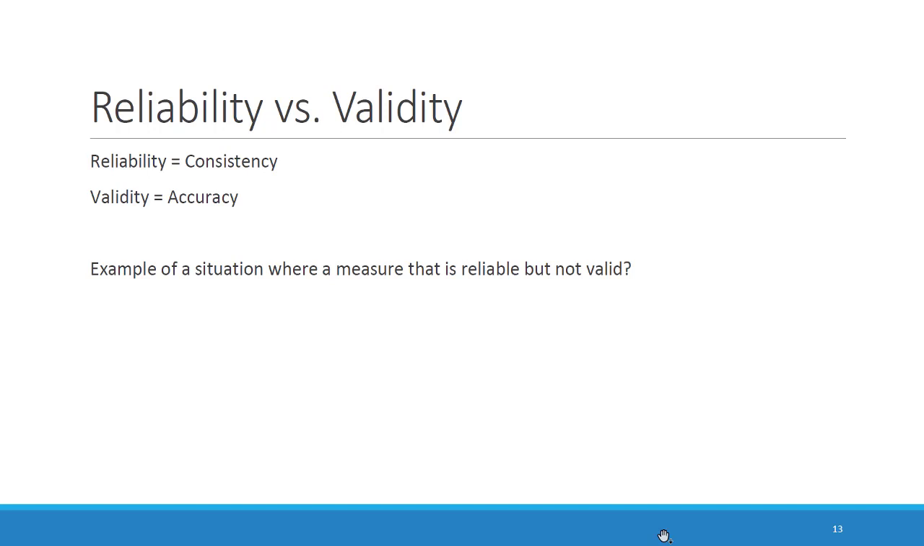So I'll give you one example, and it has to do with the example that I used earlier of a scale. If you weighed yourself now, and then you weighed yourself 10 minutes from now, and you found that it gave you the same result, that result could be considered reliable, right? It's the same over time. It's consistent. However, what if it gave you a result that was really a lot lower or a lot higher than your actual weight? You knew that it could not possibly be correct. Well, in that case, the measure would be reliable but not valid.